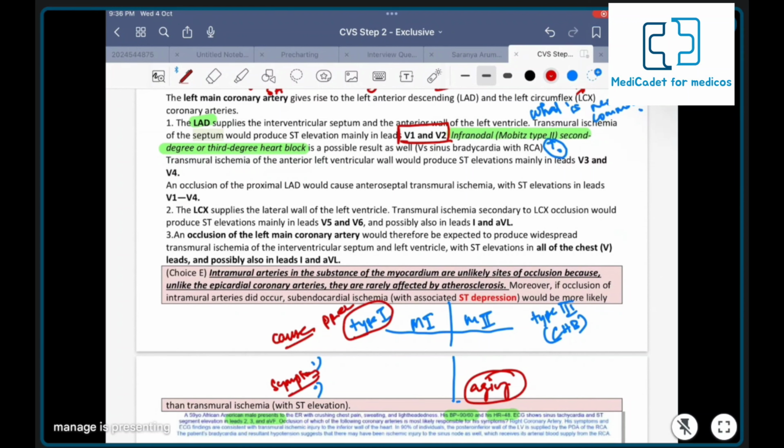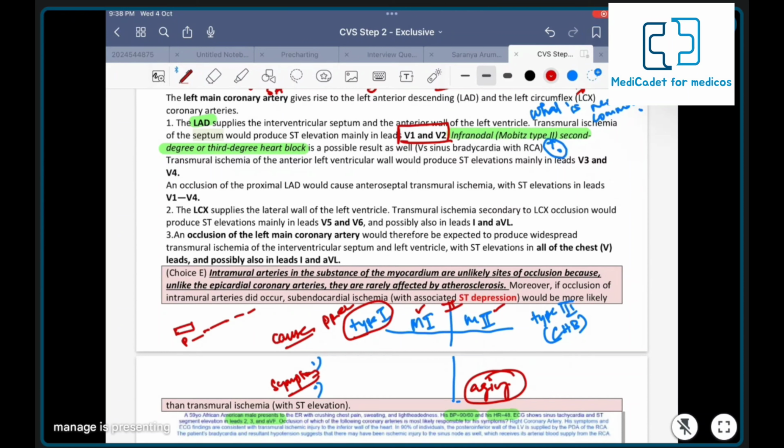Next, in type 2 heart block, there's Mobitz type 1 and Mobitz type 2. Mobitz type 1 is the one where the PR keeps elongating. For example, in the first beat there is 1 mm elongation, in the second beat 2 mm, in the third beat 3 mm, and then finally there is no QRS wave at all. It's just a P wave. That is Mobitz type 1. And Mobitz type 2 is where the PR interval is constant, but suddenly there is a missed beat.